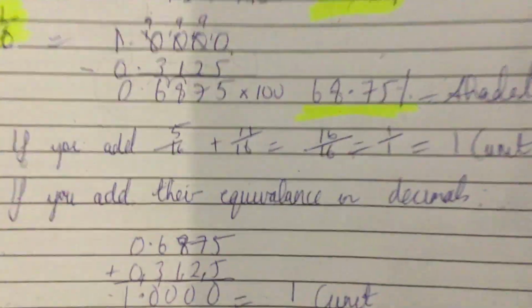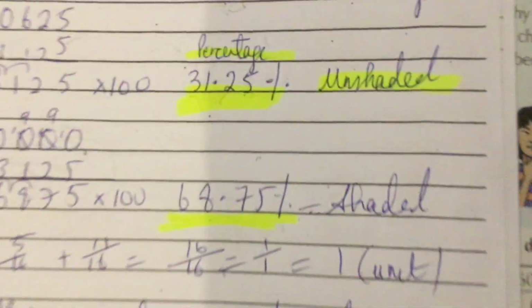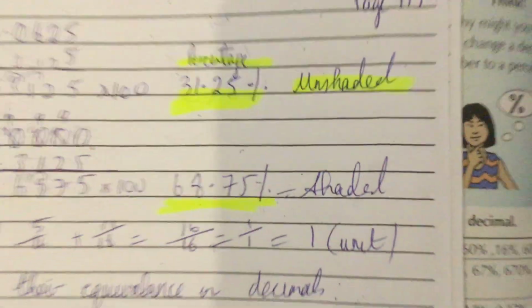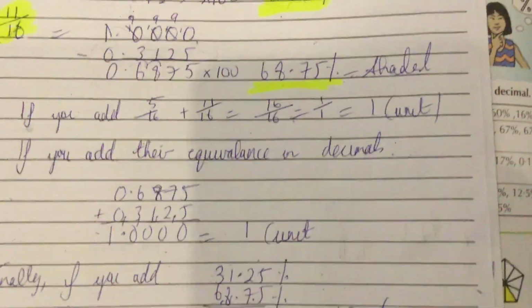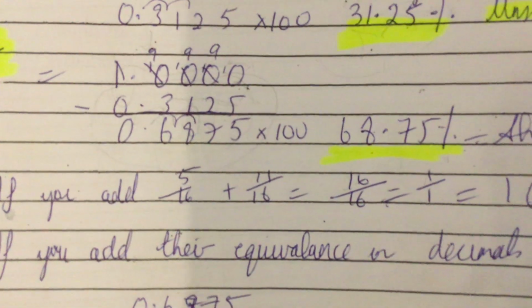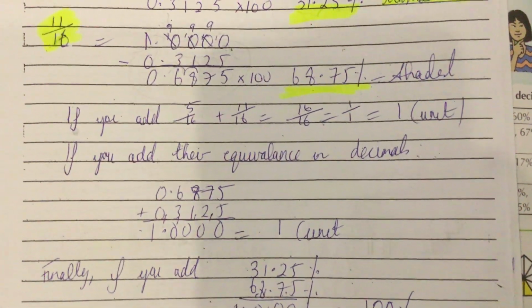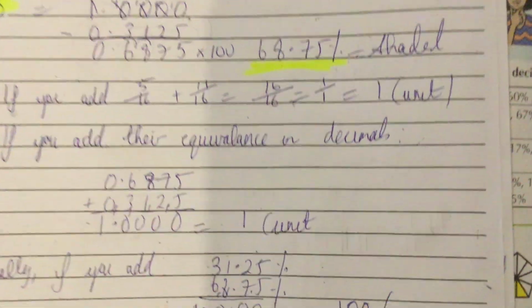Okay, the decimal you have to take away from 1 because it's part of a whole number. The percentage you will have to take 31.25 away from 100% because you're talking about percent, per 100. That's the only difference, but you'll still end up with your right percentage and your right decimal. If you add 5/16 and 11/16, you end up with 16/16, which is 1.